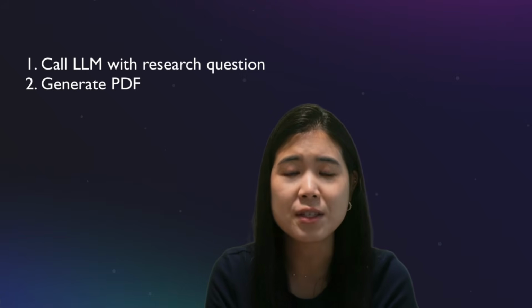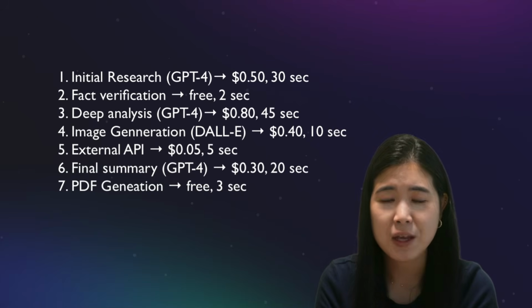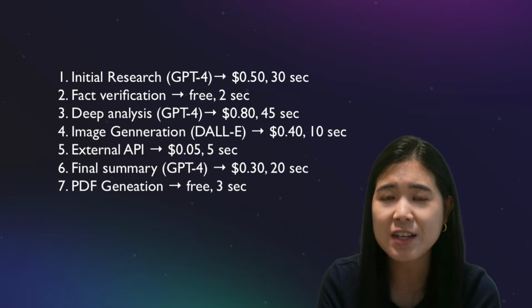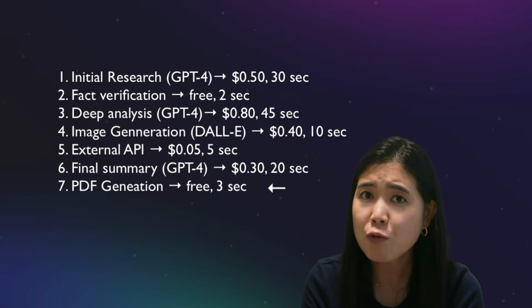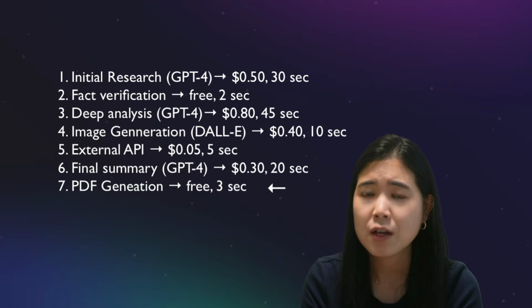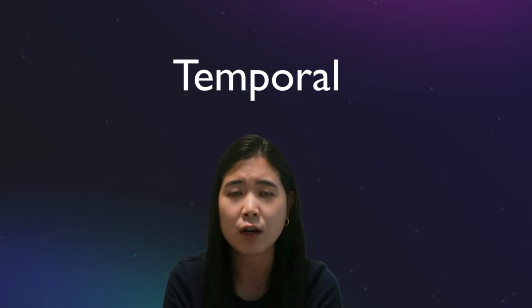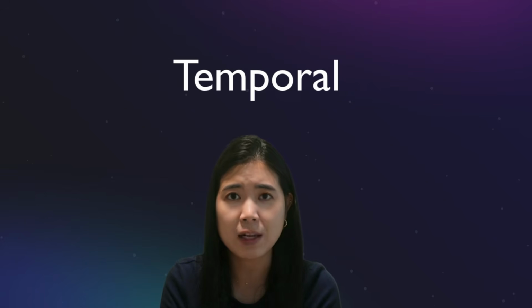Now, this example is simple, just 2 steps, but imagine a real-world production workflow, with multiple LLM calls, database queries, and external APIs. This gets expensive fast. That's over $2 and more than 2 minutes of processing. Now imagine it crashes at step 7, right before generating the PDF. With Temporal, every step that you see here is tracked in what we call a workflow, so when failures happen, you simply resume instead of completely restarting.